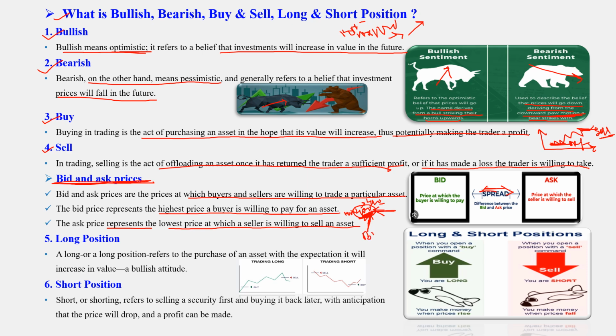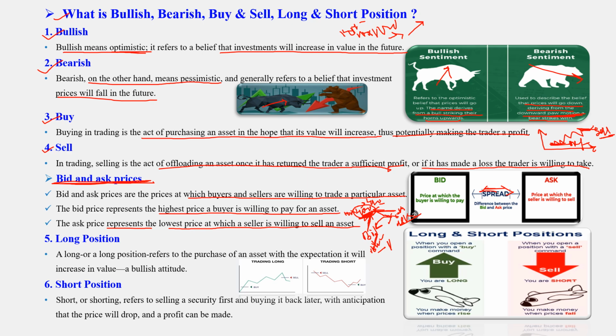Bidding means the buyer, and ask means the seller, right? This is bid and ask trading between a buyer and a seller with their particular limits: how much is the highest price we are willing to pay to purchase, and how much is the lowest price to sell. And this is called a spread, right?